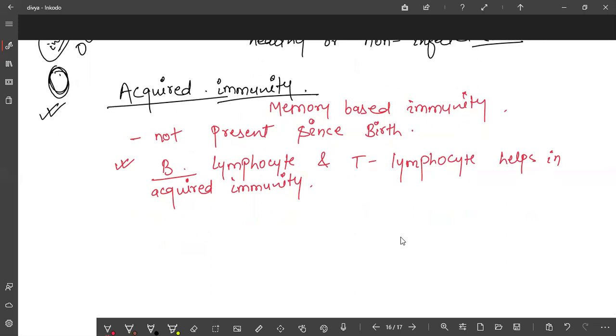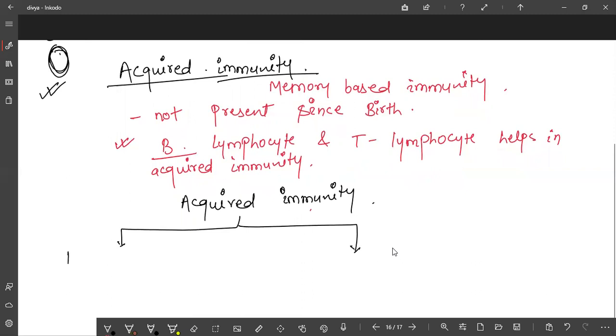So depending upon that, we will classify acquired immunity into two types. One is called humoral immunity and another one is cell mediated immunity, right? Humoral immunity is also called antibody mediated immunity. So there are basically two types of acquired immunity. This question is asked in board examinations also.